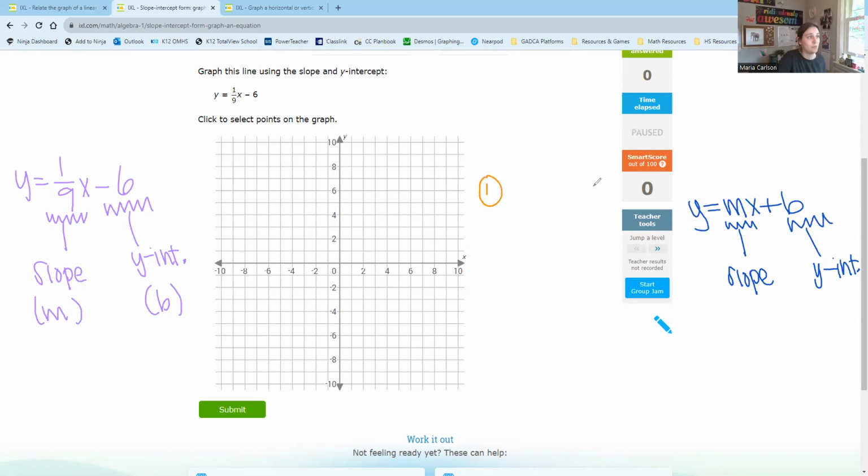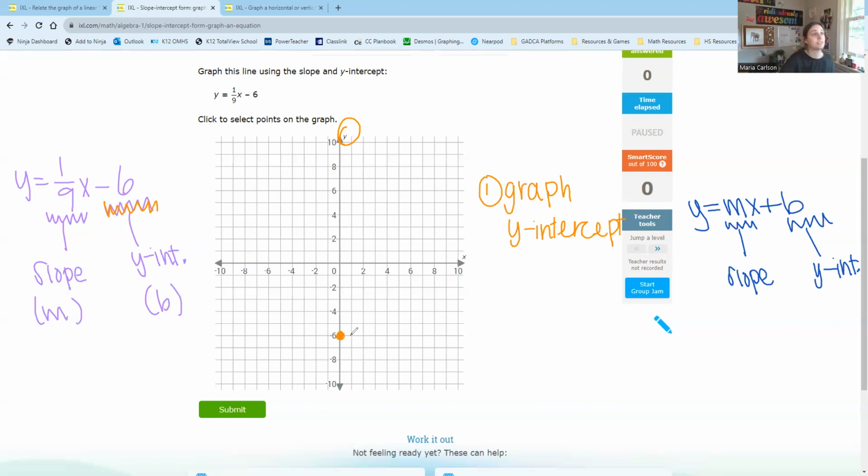The first step is to graph your y-intercept. So my y-intercept of this equation is this -6 here. I'm going to include the sign with it. So I'm going to go on my y-axis. Remember, y is my vertical axis, to -6. This is my y-intercept. This tells me my graph crosses here at this point.